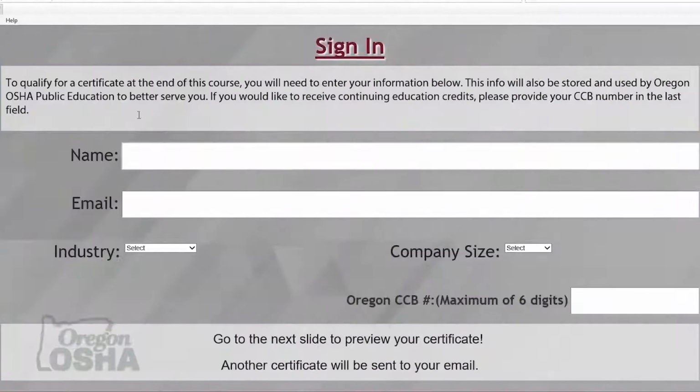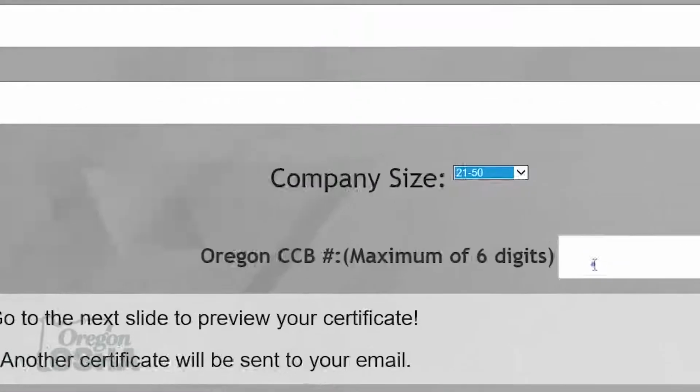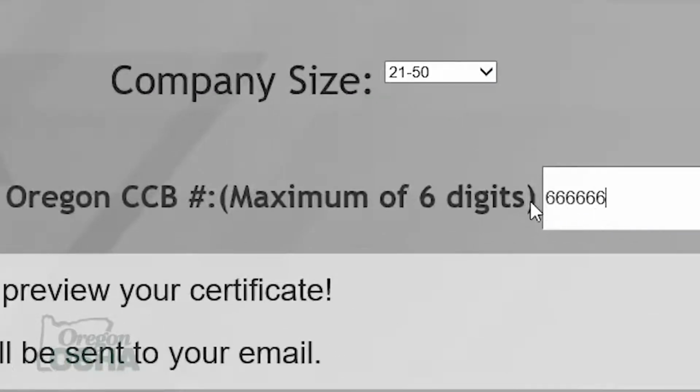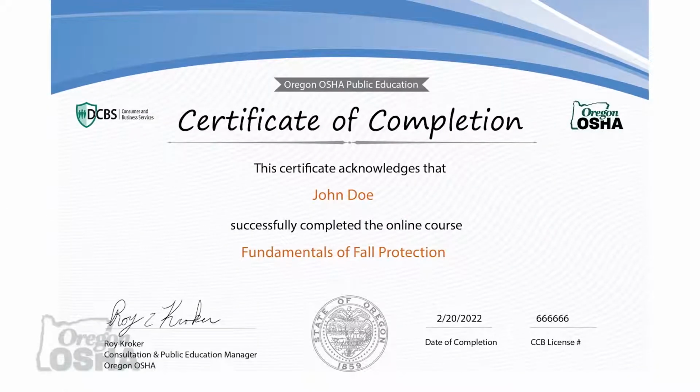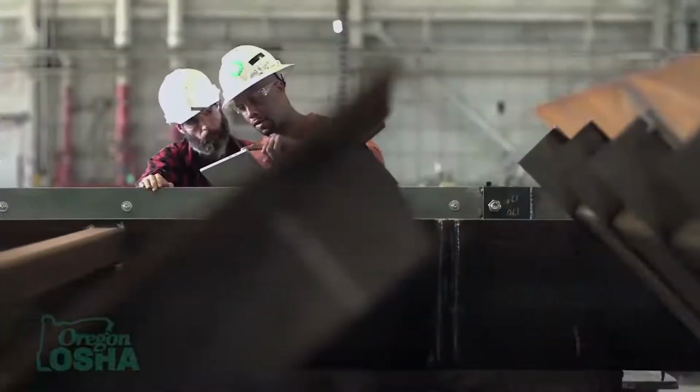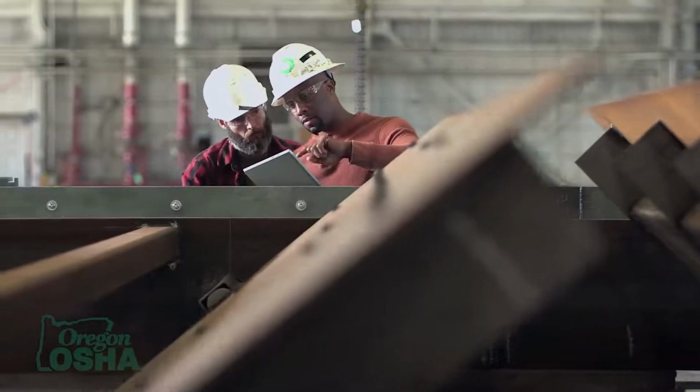At the end of this course, you'll be asked to provide your name, email address, and CCB number if that's applicable. We'll use this information to generate a certificate of completion and ensure that you get proper continuing education credits.